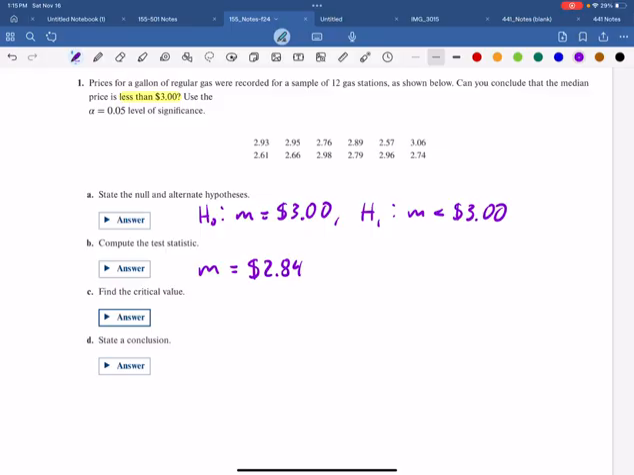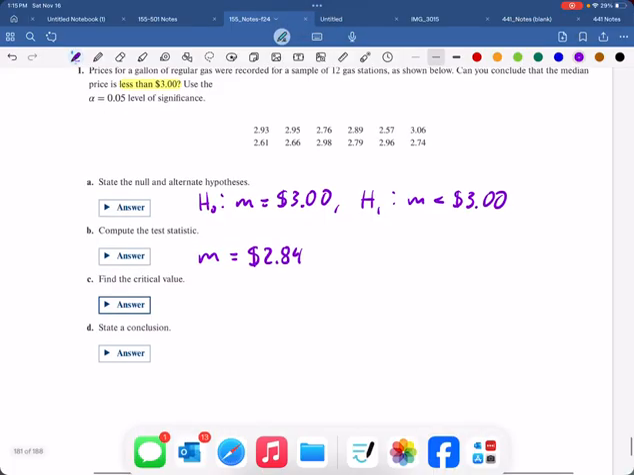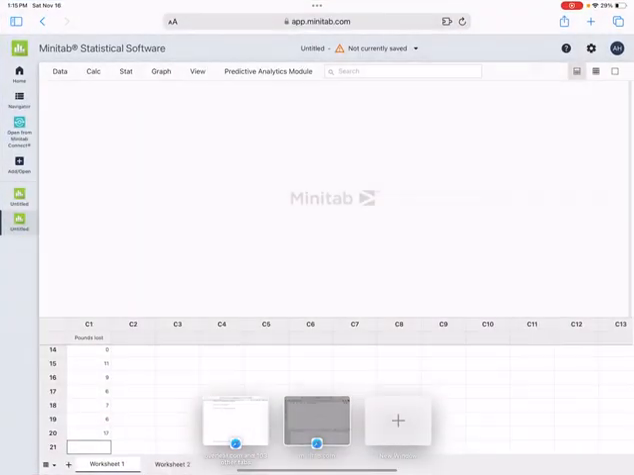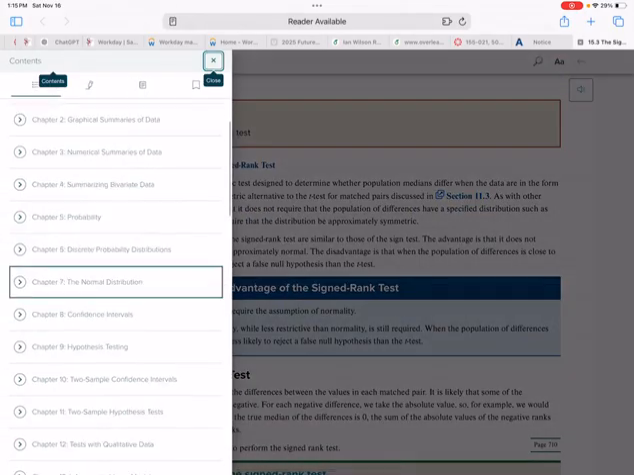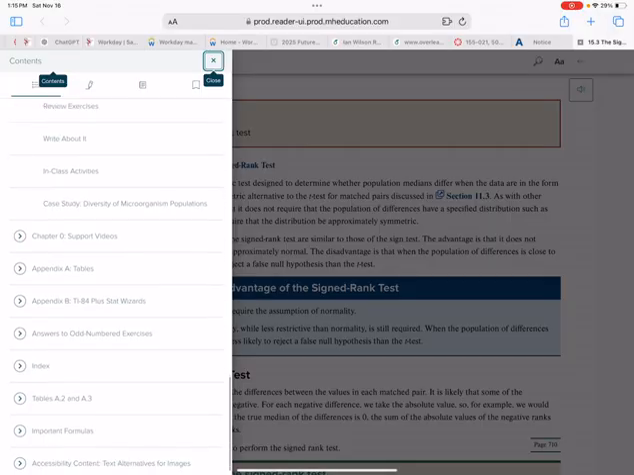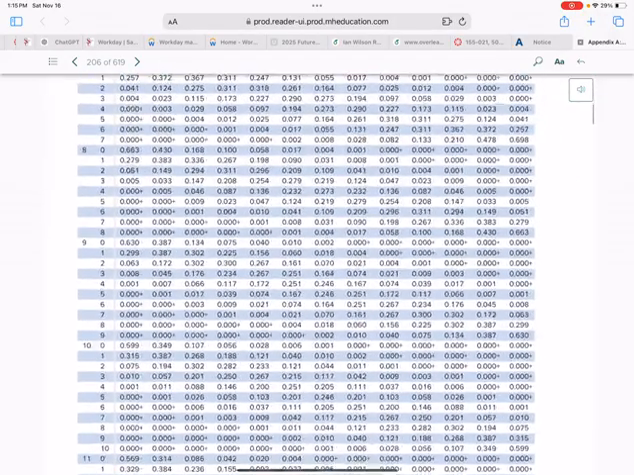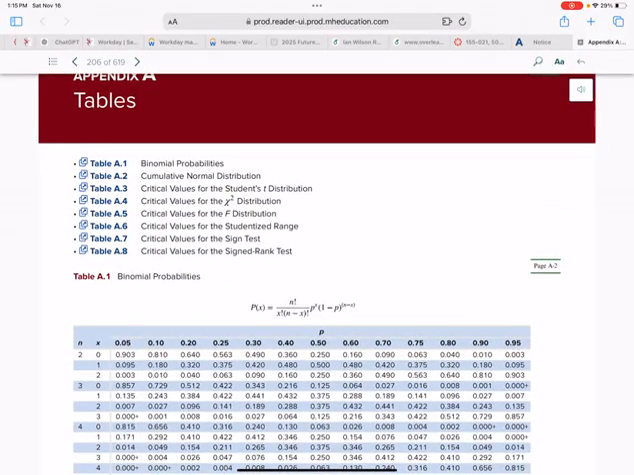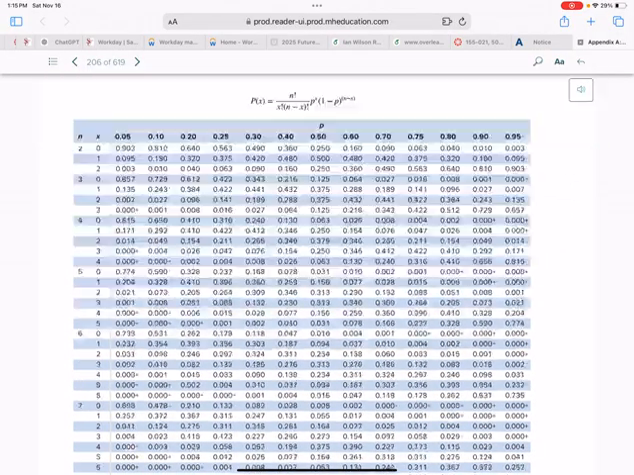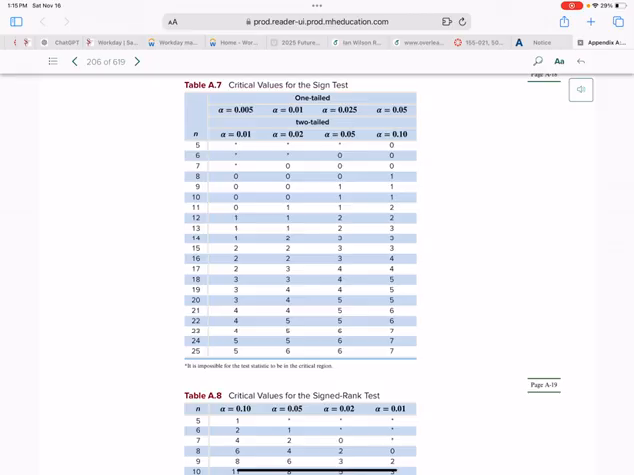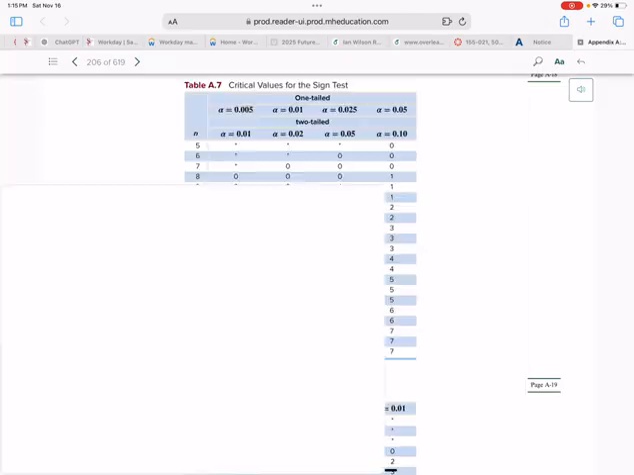Okay, so how do we find the critical value? We're going to do this one by hand. We'll do all the other ones in Minitab, but we get our book open, and we're going to use the table. Let's see, it looks like it's table A7, the Student's t table. So let me just screenshot that.